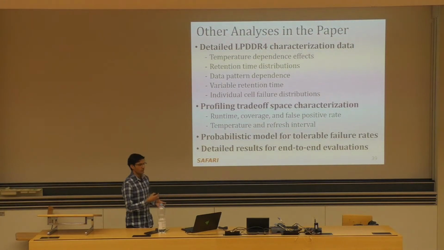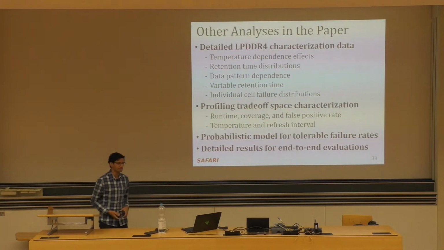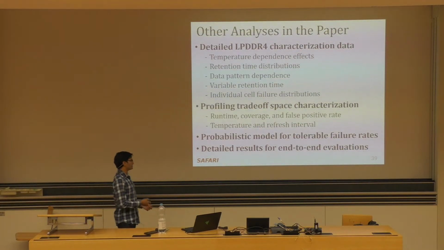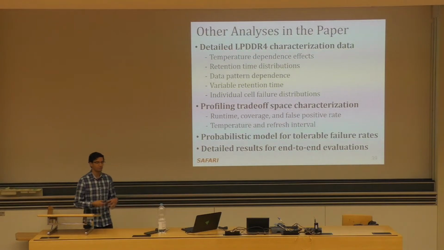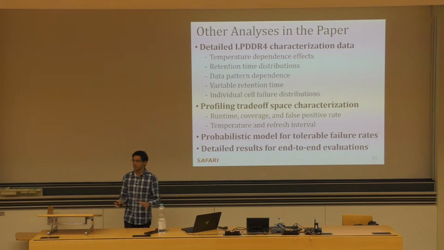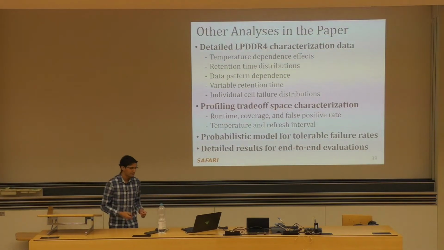So the paper contains a lot more analyses that I didn't go into in detail here. For example, we have a lot more of the characterization data and a lot more details about the trade-off space characterization. And we also go into detail about the probabilistic models for tolerable error rates, and we also present detailed results on our evaluation, including power results, which I didn't present here.